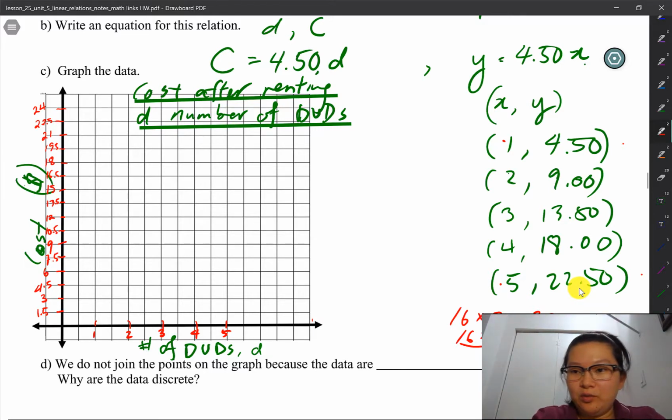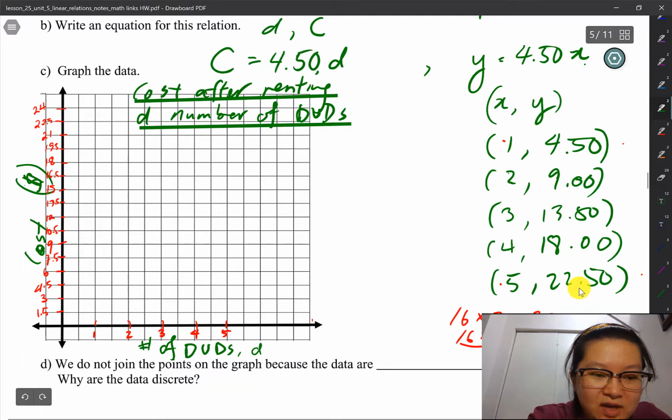Okay, so we work on the first data point, which is 1 along my x-axis, and then I rise up to 4.50. So 4.50 is right here. Notice I'm not counting the boxes. I'm making sure I'm reading my axes for my value here. So there's my dot. Next up is 2 DVDs at $9. Hey, notice the 1.5 worked really well.